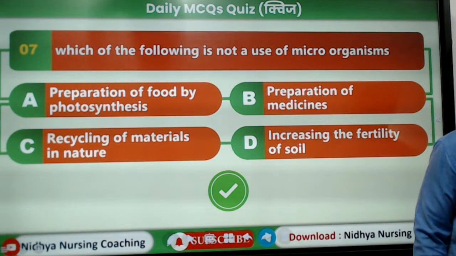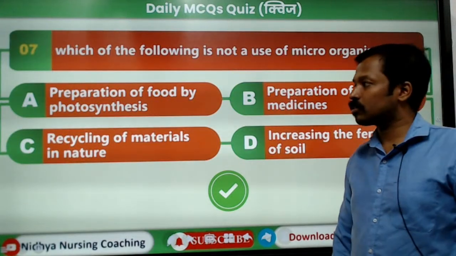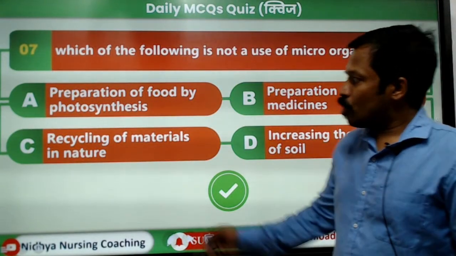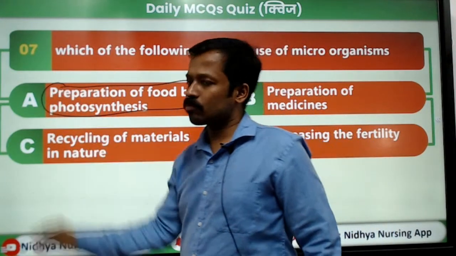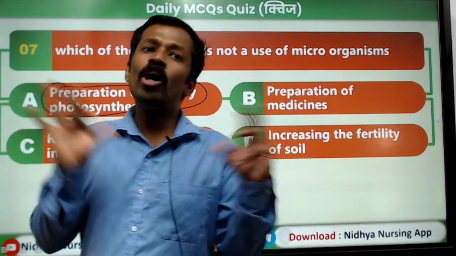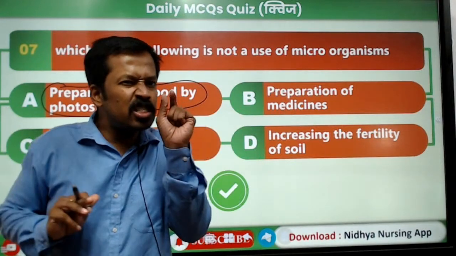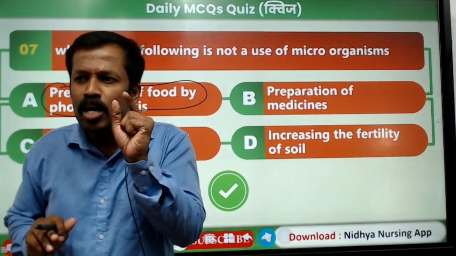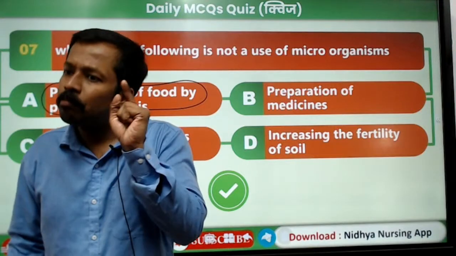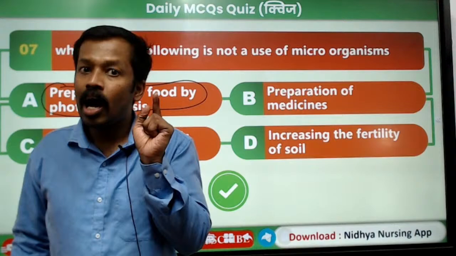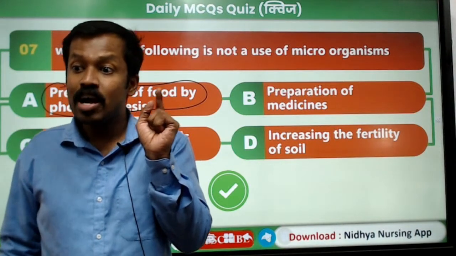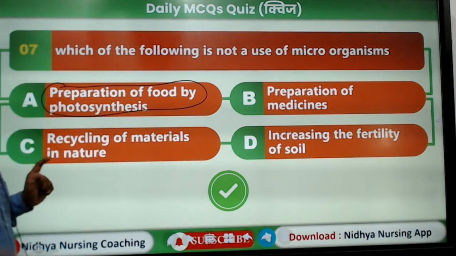Which of the following is not a use of microorganisms? Preparation of food by photosynthesis. It is not about all microorganisms. Some microorganisms prepare food by photosynthesis, for example, algae. But it is not common.